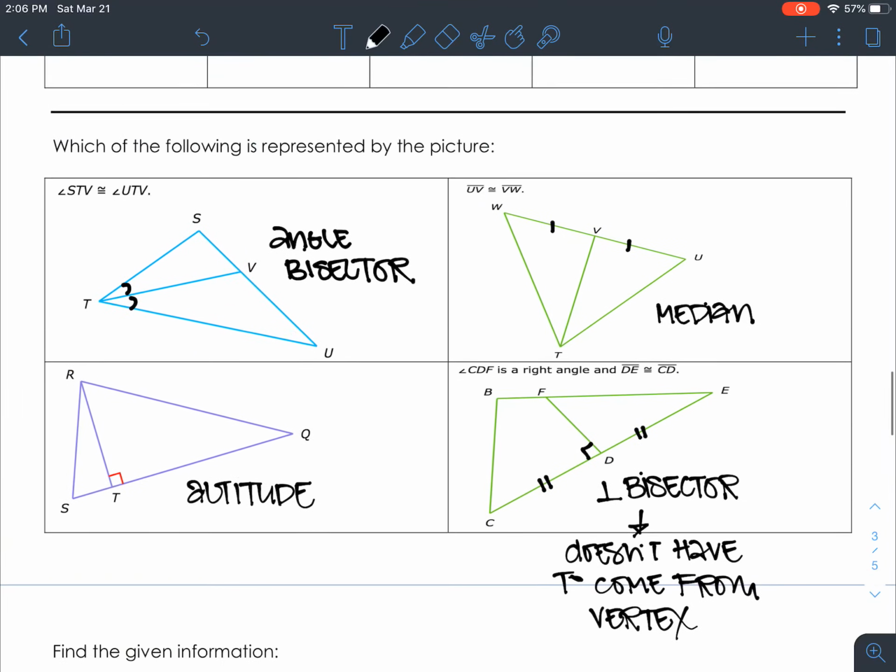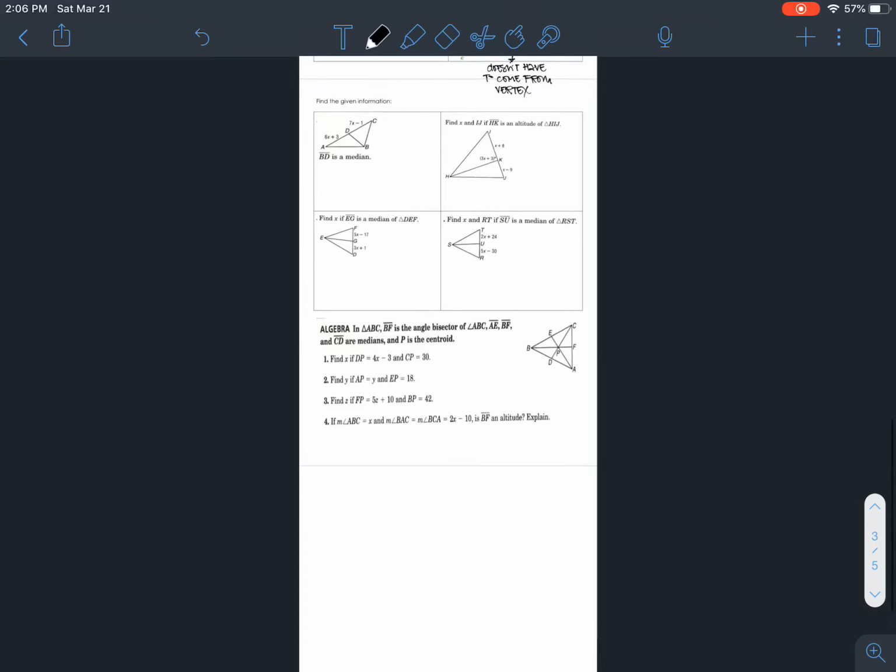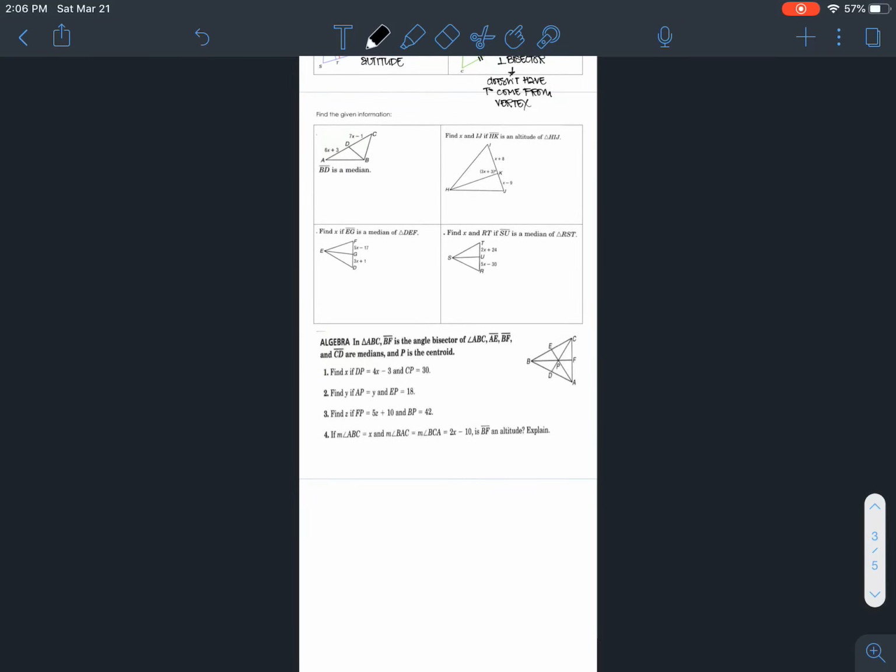I'm going to pause there, and then I'm going to come through and do these next couple with you. I'm going to pick and choose some of the ones that I want to do, but there's a really, really great question on this set. So one more video, and then we'll finish up section 5.2.